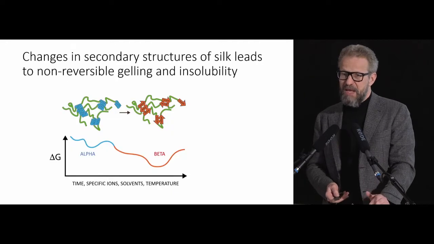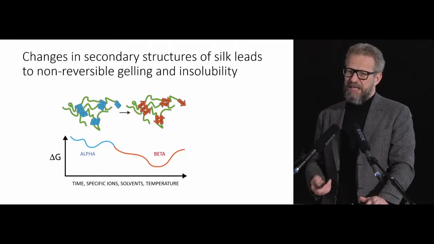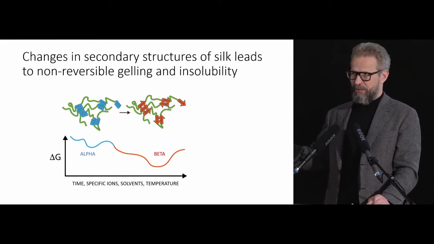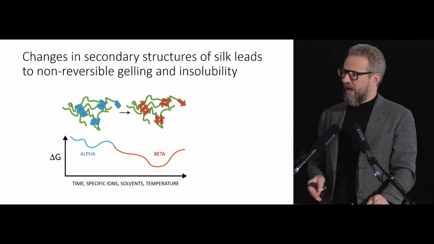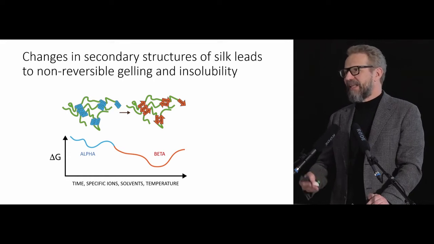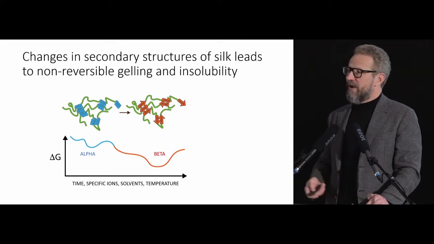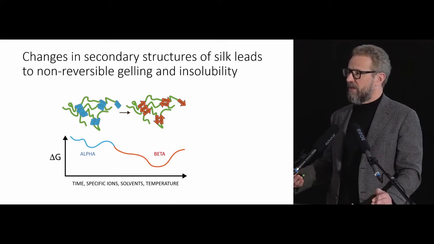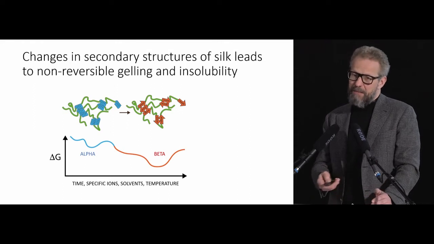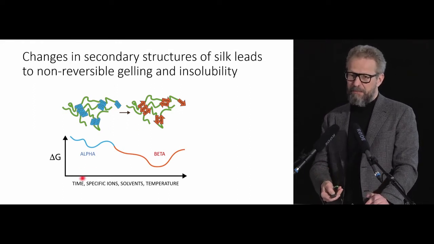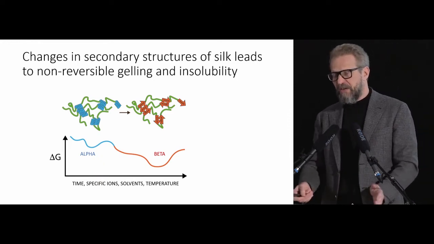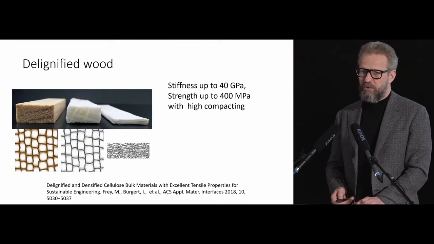Another thing, just briefly, is that the alpha helices tend to go to beta sheets, which are lower energy states, and we can use that trick to solidify these proteins still further. There's actually a lot of detail to this, and I won't go through all of it. Then there are a lot of different tricks like just time, specific ions, solvents, and so forth. So there are more dimensions to this that I'm going to talk about more.